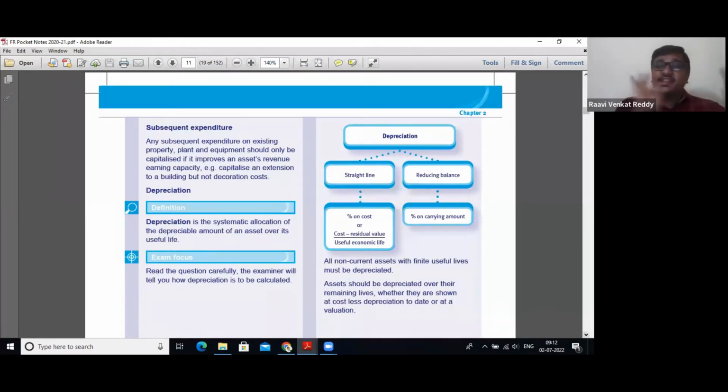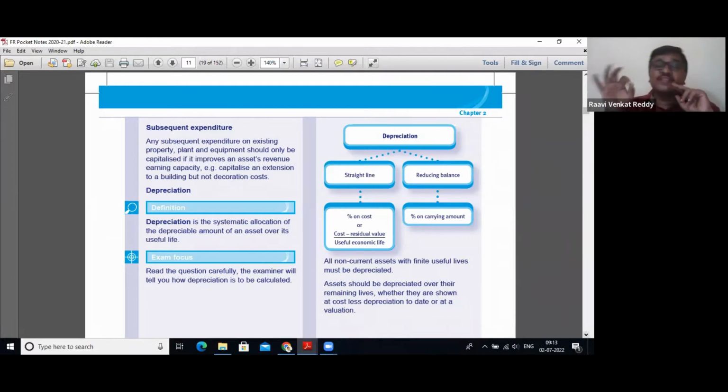Now we are done with the initial expenses. Whenever you purchase an asset, we know what should be included and what should be excluded. Now the next element is subsequent expenditure. It doesn't mean that you will incur expenses only at the time of purchase. Subsequently also you will be incurring certain expenses. Now, how do we deal with the subsequent expenses?